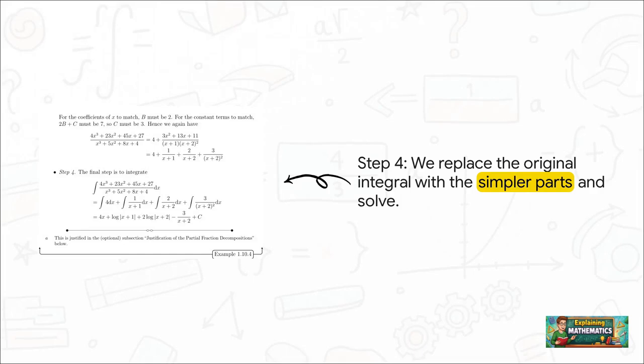After a bit of algebra, we find that a is actually 2 and b is negative 1. So we replace our original ugly integral with this much nicer one. And look how easy this is. The integral of 2 over x minus 1 is just 2 times the natural log of x minus 1. The integral of negative 1 over x minus 2 is just negative natural log of x minus 2. And that's it. We did it. We broke down the monster and we solved it.